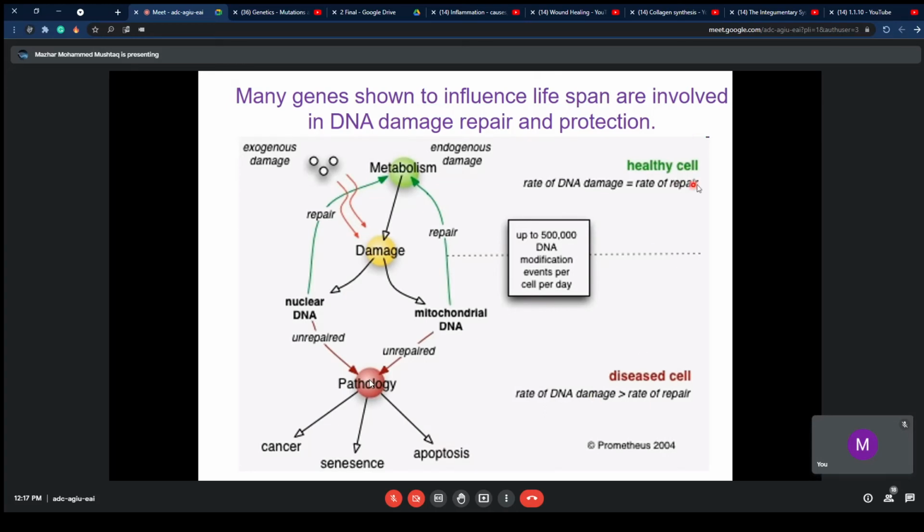And you can see here, this is the healthy cell at the top, showing the repair mechanism of the healthy cell, or the consequence of repairing exogenous or endogenous damage. At the bottom you can see, if there is no repair, you can have a diseased cell, and that would cause the aging phenomena. It is written here that up to 500,000 DNA modification events per cell per day take place. And if these are not repaired, you can have many problems.